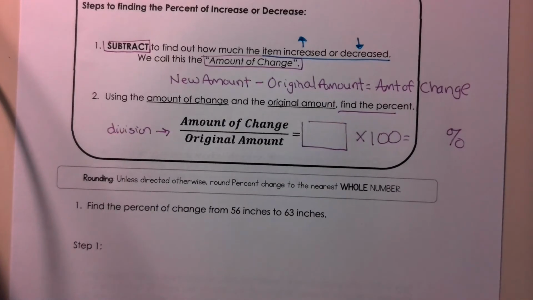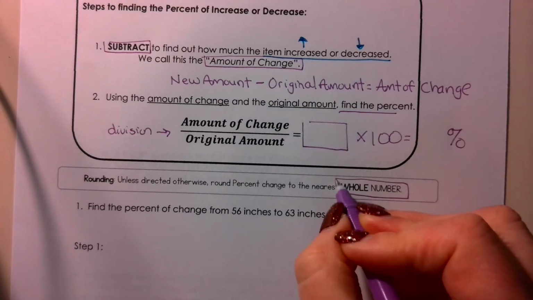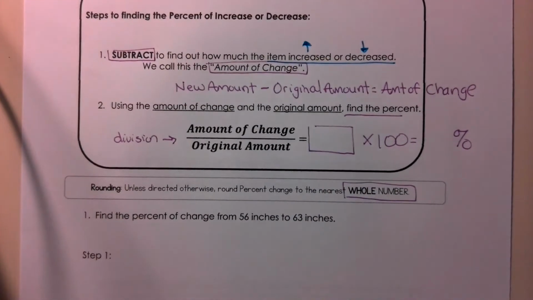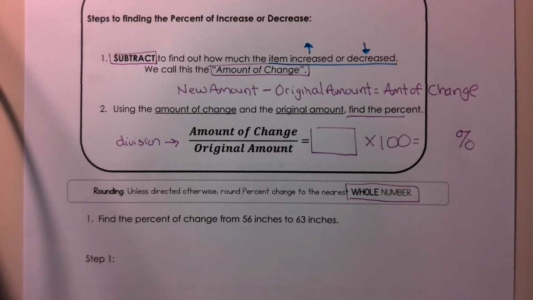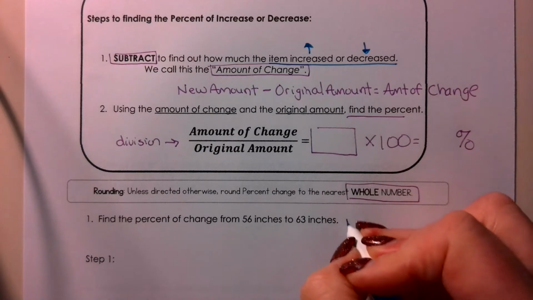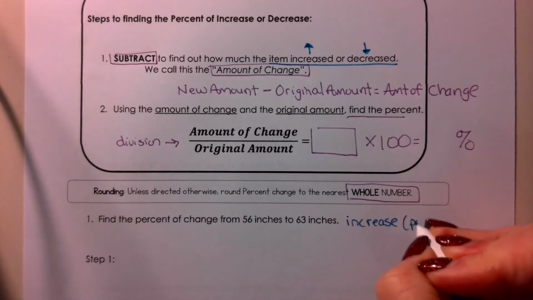Rounding situation, unless we direct you otherwise. With percent change, we're going to focus on rounding to the nearest whole number. So our first question says, find the percent of change from 56 inches to 63 inches. So just kind of a first thing to think about, I'm going from 56 to 63. So that is an increase. And increases should be positive.